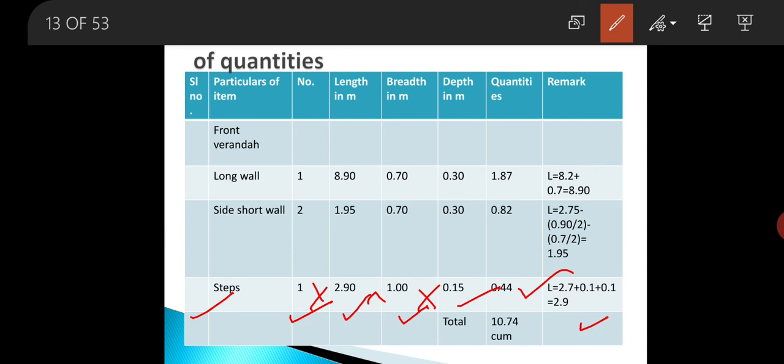With this, we have finished all the cement concrete work under the wall. By adding all the quantities, that is room, long wall and short wall of the room, and long wall and short wall of the front veranda, and steps, we get the total quantity of cement concrete work in foundation as 10.74 cubic meter. So this is all for today's class, and in the next class we will do the next item of work, that is brick work in foundation and plinth. Thank you.